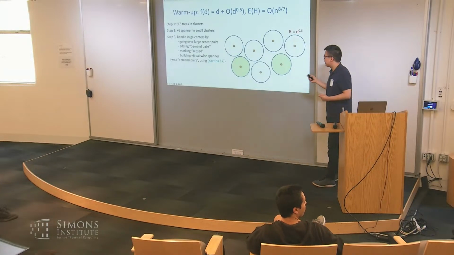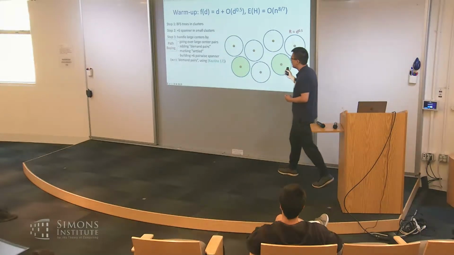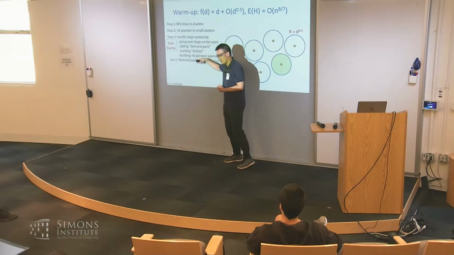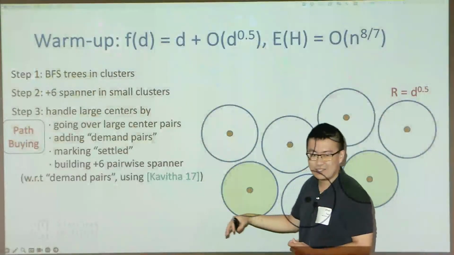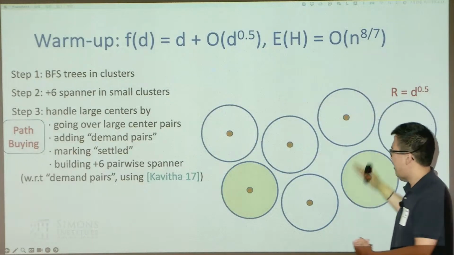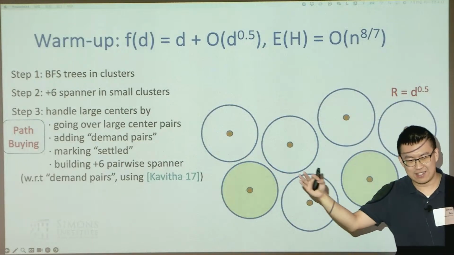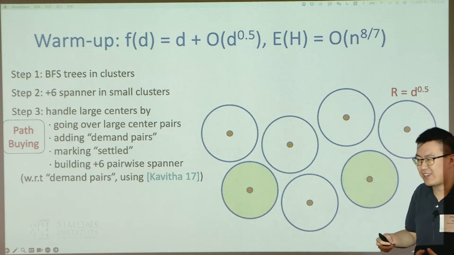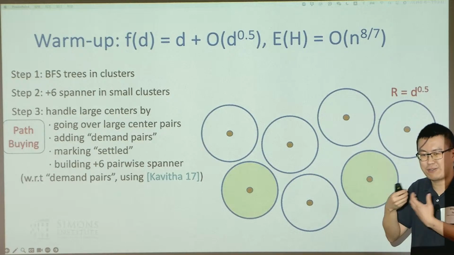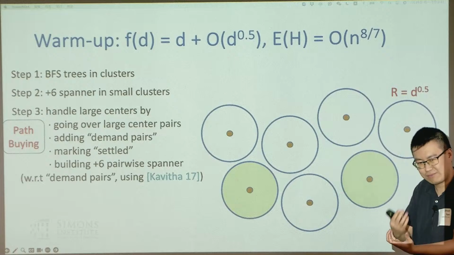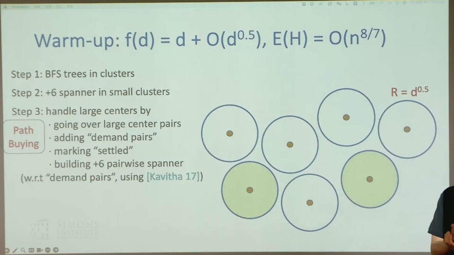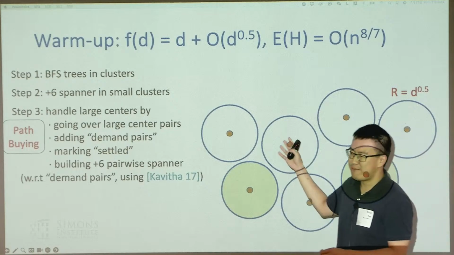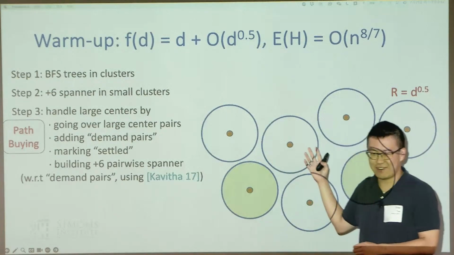Okay, so the general case. Oh yeah, there's a name for handling large pairs. It's called path buying. For every center pair, we find a path and we want to buy this path, but with demand pairs. So it's like you are using your credit card: you pay credit to get food, and later on you pay cash to the credit card. So the demand pairs are sort of a capital in this algorithm.